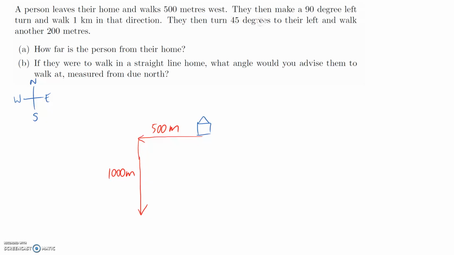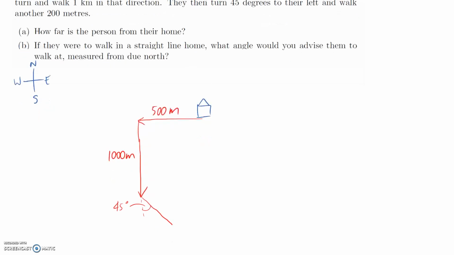Right, they're now going to turn 45 degrees to their left and walk another 200 meters. So if you're facing down this way and you turn left, that's going to be towards east, and it's a 45-degree turn. So that means that this angle in here is going to be 45 degrees, and that was a 200-meter walk.